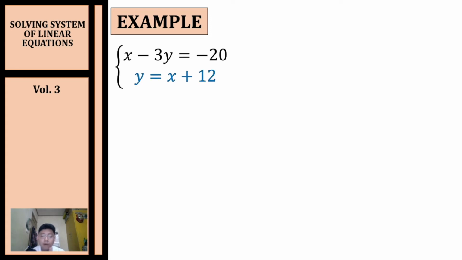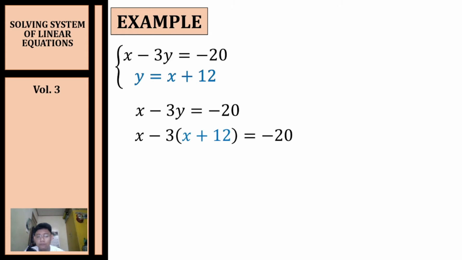We will use our second equation, the value of y being equal to x plus 12, and substitute that into our first equation. So we copy our first equation and replace y with the value of y from our second equation. We will have x minus 3 times the quantity x plus 12 is equal to negative 20. Now let's apply the distributive property. We will have x minus 3x minus 36 is equal to negative 20.